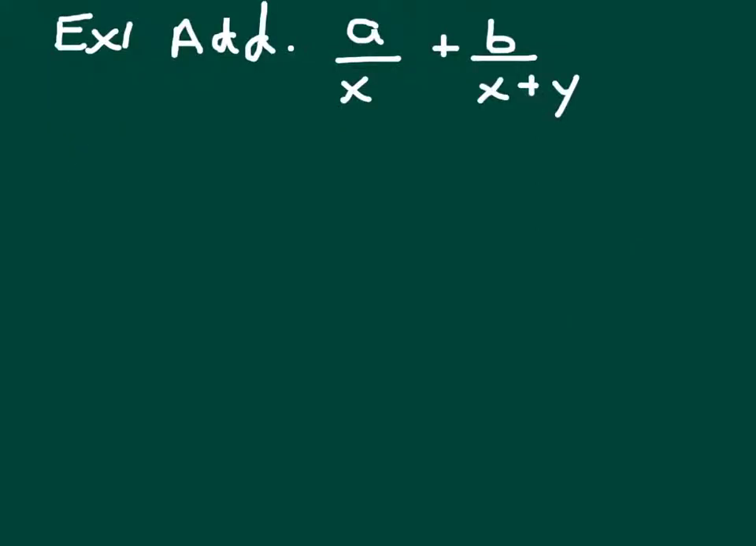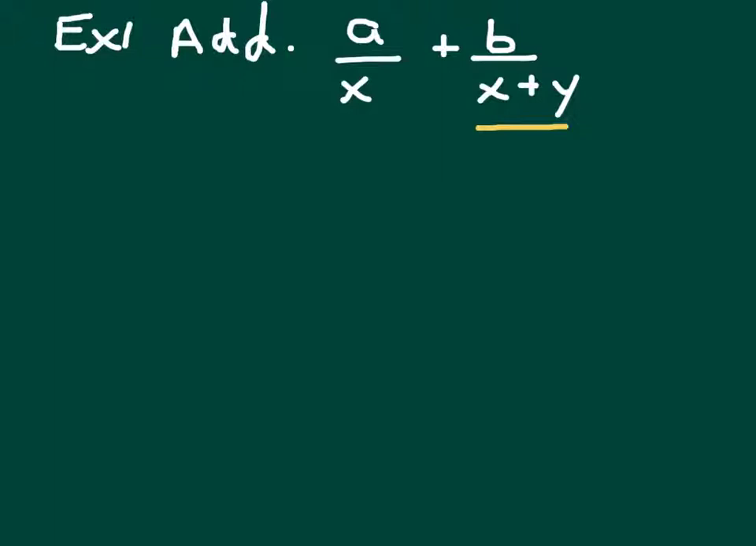Now, let's look at example 1. How is this one different than the example that we just went over? If you look closely, there's one major difference. In the second denominator, I have a combination of two terms. So this is what makes it different.